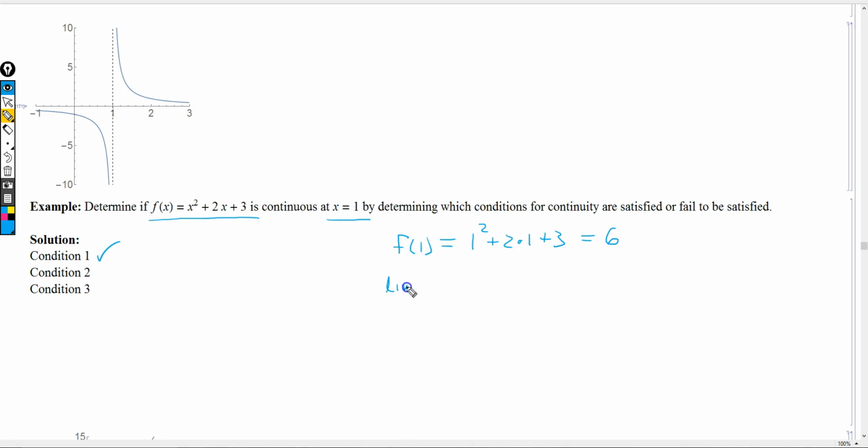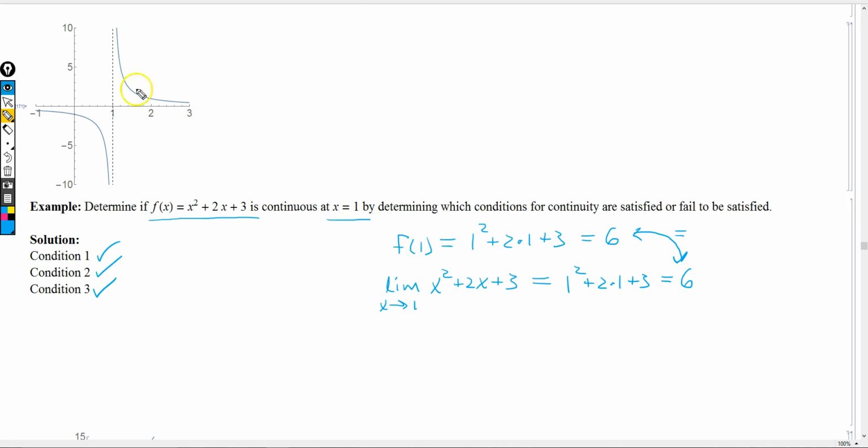What about the limit? Well, from our limit results, we can just plug the number 1 in here for x, and let's see what we get back. We're going to get, of course, 1 squared plus 2 times 1 plus 3, which is, of course, 6. Okay, so the limit exists. It is a finite number. And then we see that f of 1 does equal the limit, right? This 6 and that 6 right there, they are equal, of course. And so condition 3 is satisfied. Okay, so this function is definitely continuous at x equaling 1.